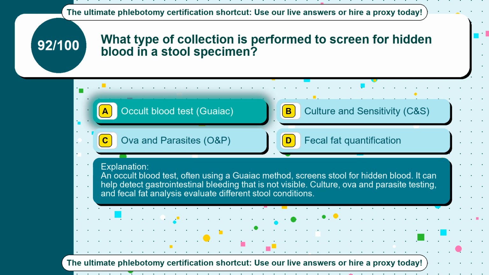An occult blood test, often using a GWAC method, screens stool for hidden blood. It can help detect gastrointestinal bleeding that is not visible. Culture, ova and parasite testing, and fecal fat analysis evaluate different stool conditions.